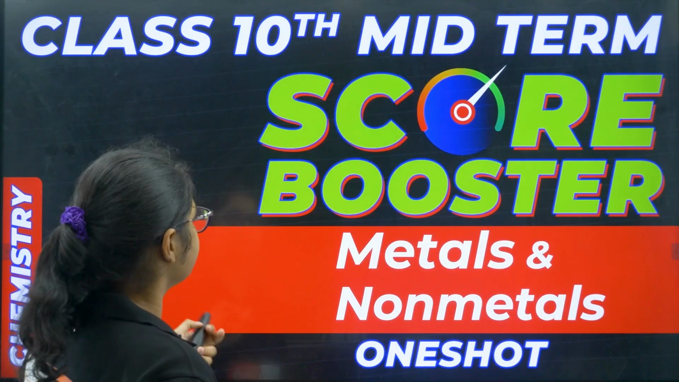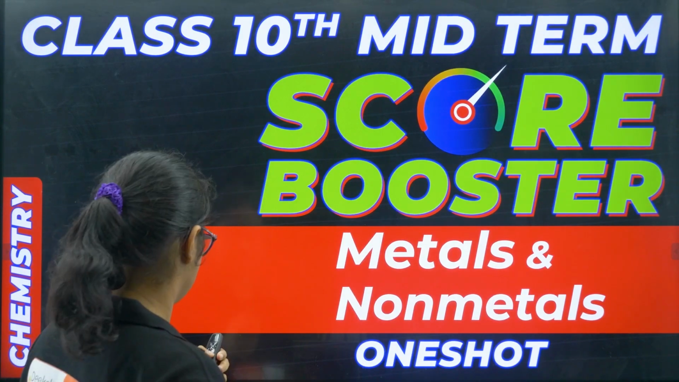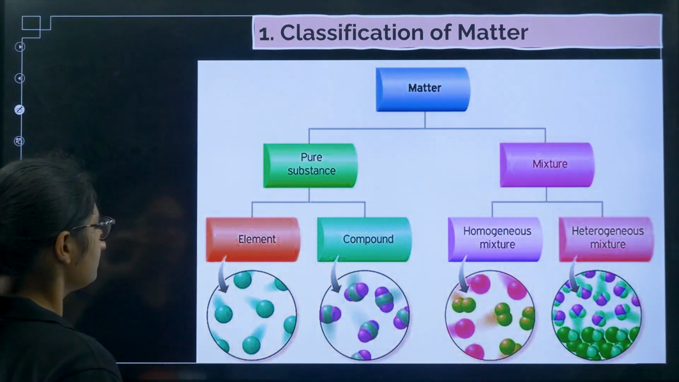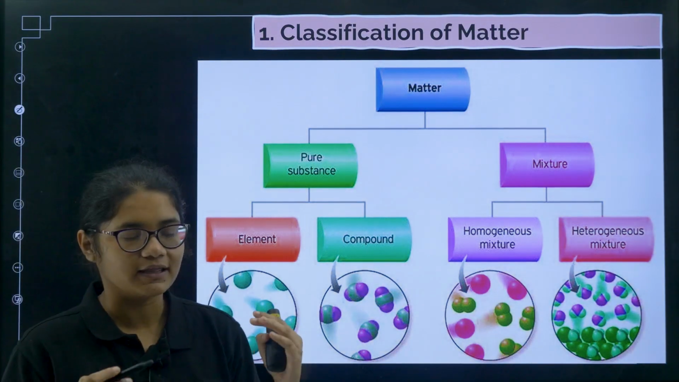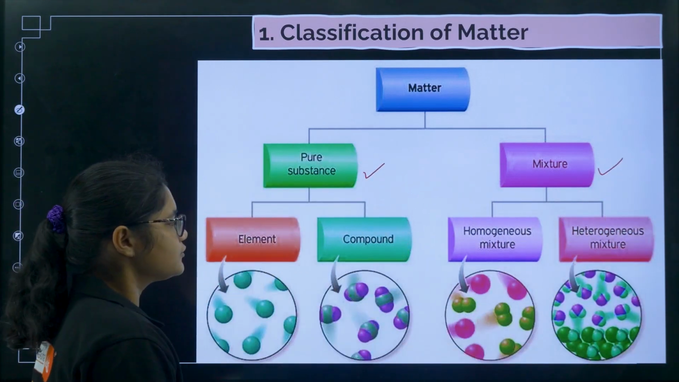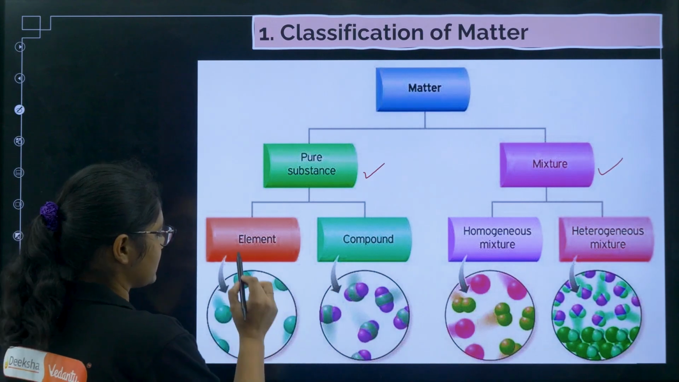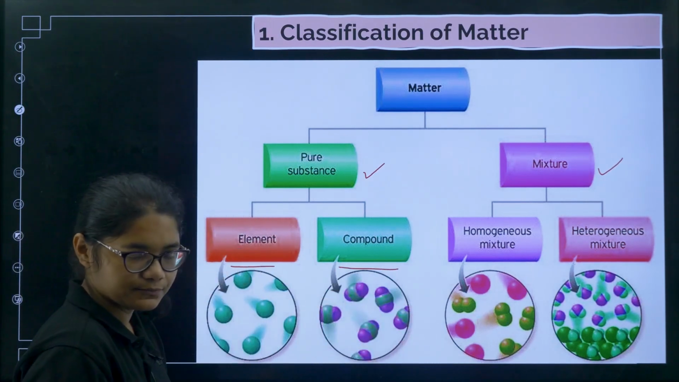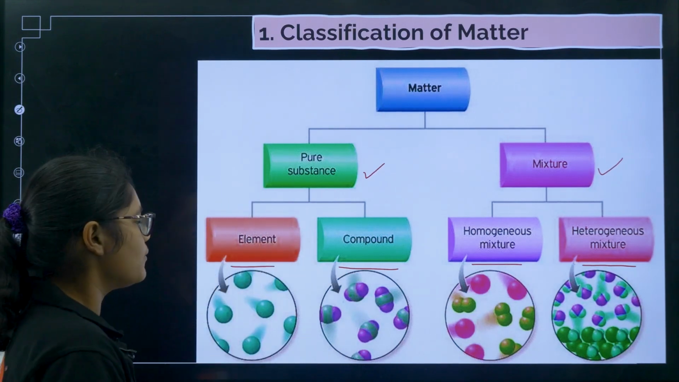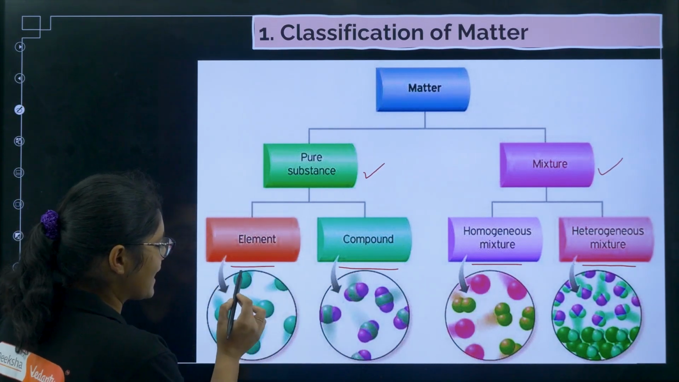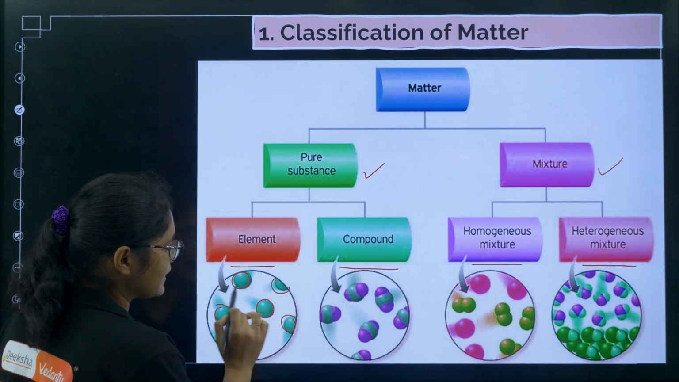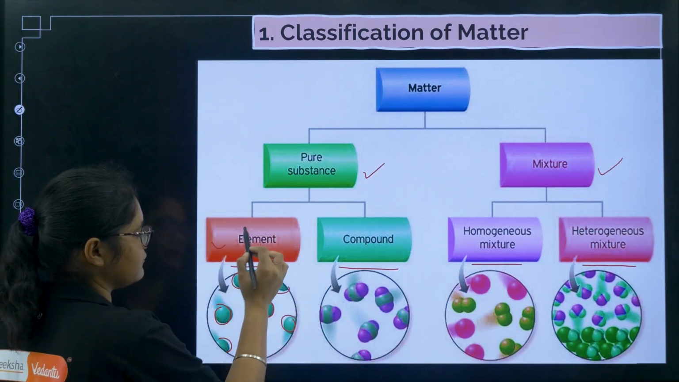First we'll check the classification of matter. Matter is generally classified in terms of pure substance and mixture. In pure substance there are two categories, elements and compounds. In mixture there is homogeneous mixture and heterogeneous mixture. Now what is an element? An element is atoms of the same type. You can see all the green atoms are there. Atoms of the same type, when they combine, give you elements.